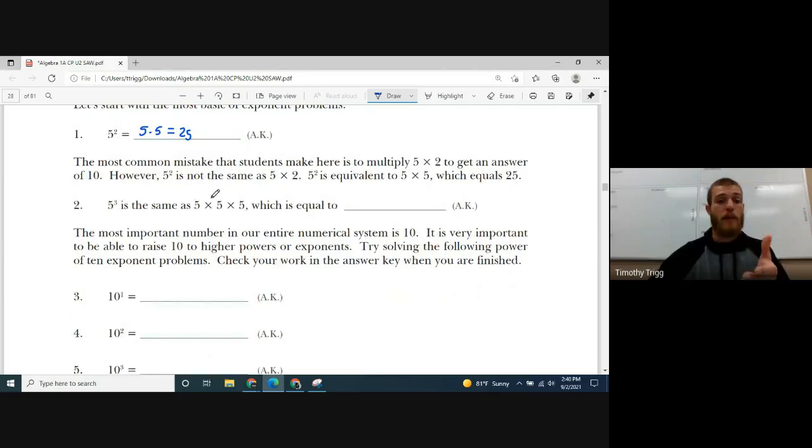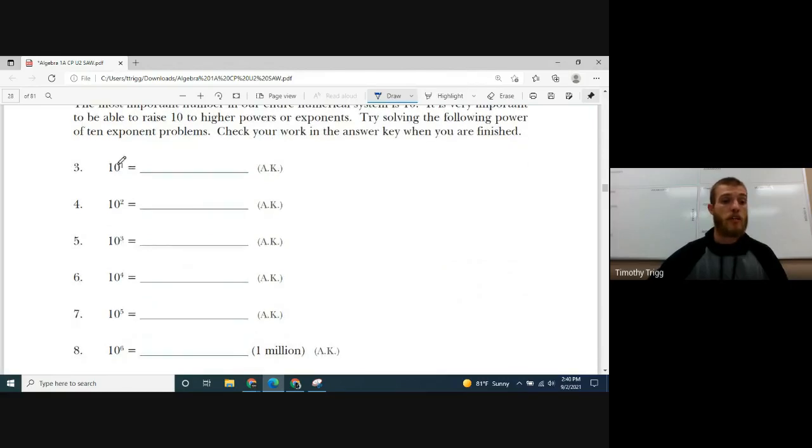Another example is 5 to the power of 3. Well, that means 5 times 5 times 5. That's not 15. 5 times 5 times 5 is 125. That's what this means. 5 to the power of 3 means 5 times 5 times 5, which is 125. So 10 to the power of 1 is just 10. Anything to the power of 1 is itself. No matter what the number is, if it's to the power of 1, it's just itself.